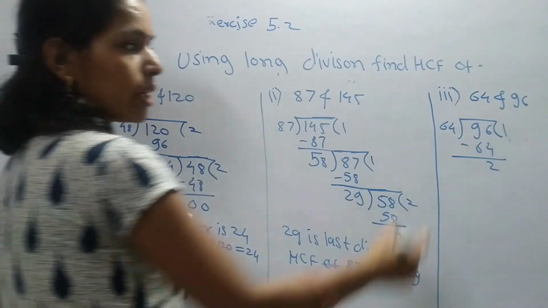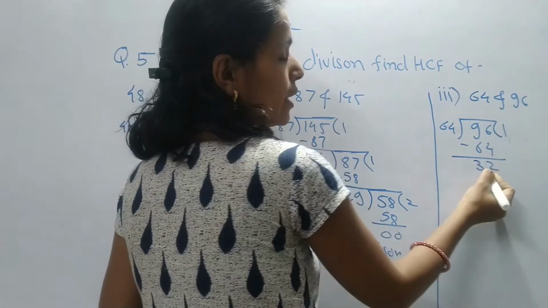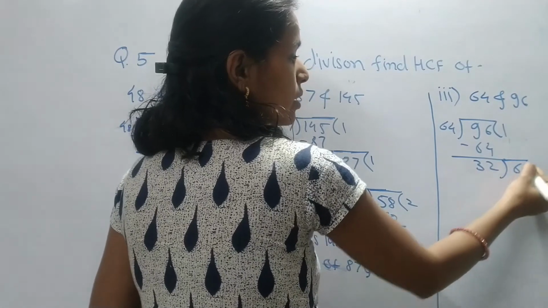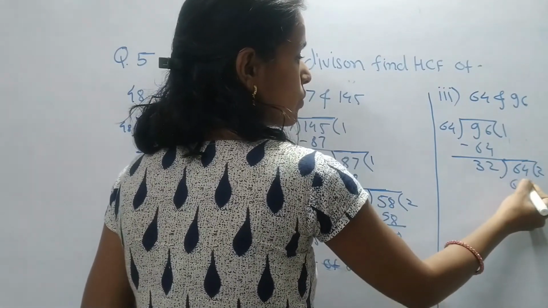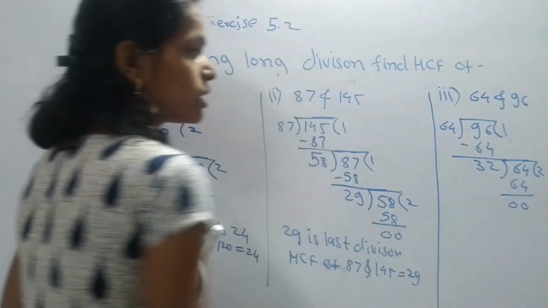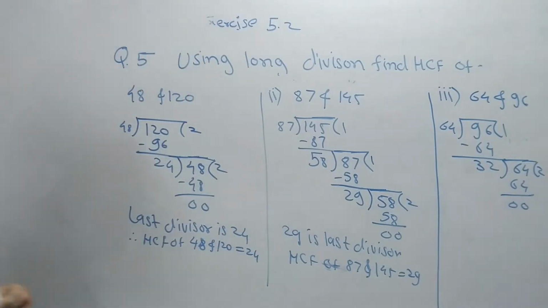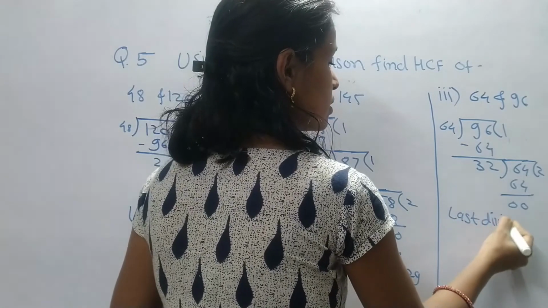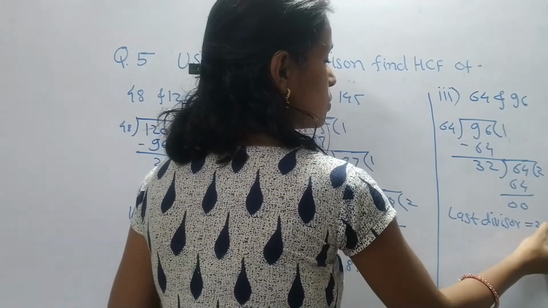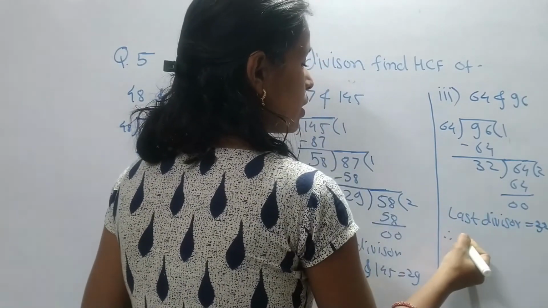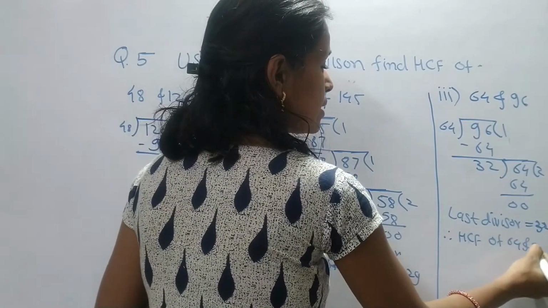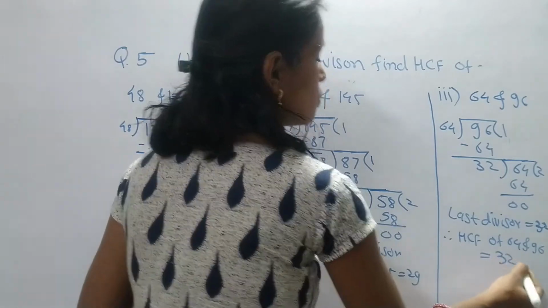6 minus 4 is 2 and 9 minus 6 is 3. Divide the previous divisor by this remainder. 64 divided by 32. 32 twos are 64. And the remainder you are getting is 0. So the last divisor is 32 here. What is the last divisor? It is 32. So therefore, HCF of 64 and 96 is equal to 32.